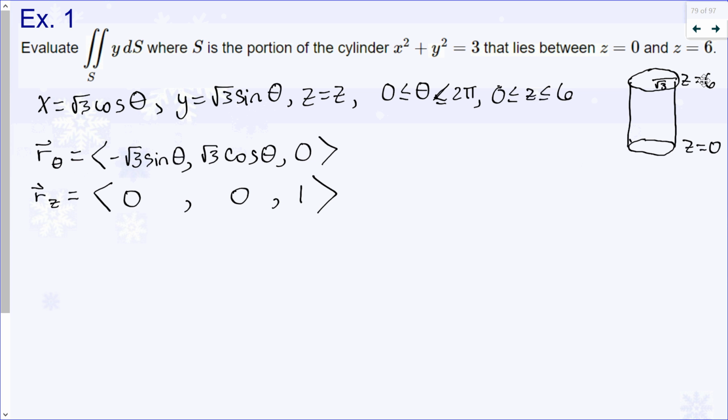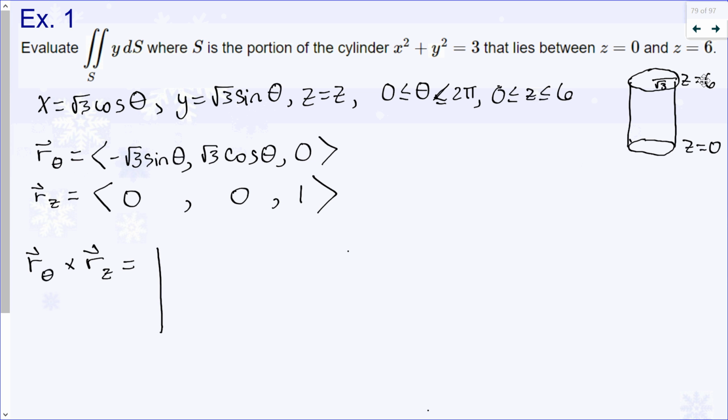So let's find the cross product of r sub theta cross r sub z. And the order doesn't really matter. We could do r z cross r theta because we're going to end up taking the magnitude. If we switch the order, the two vectors are going to be opposites. But the magnitude of two vectors that are opposites is the same. Just the direction will change, but it doesn't change the magnitude at all. So order here really is not going to matter.